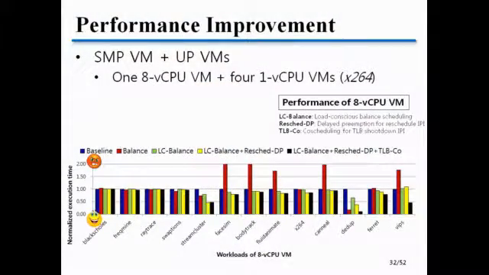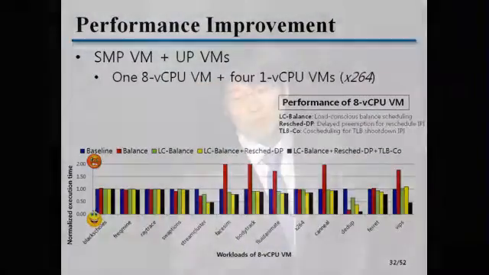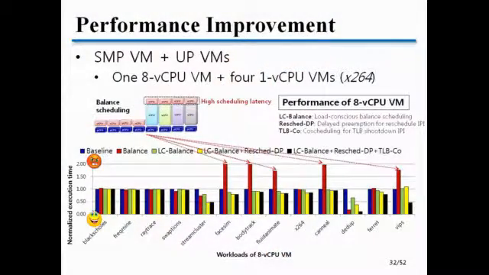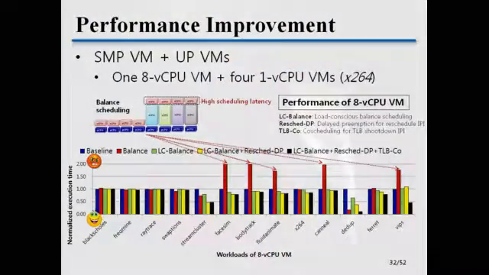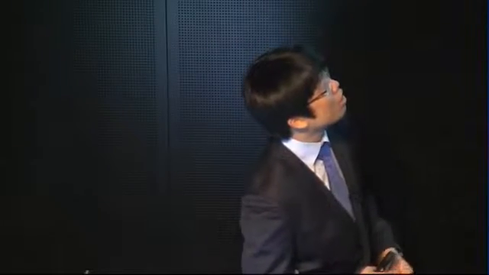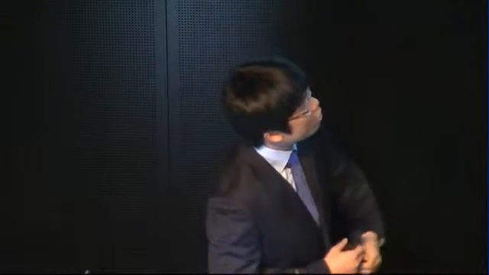In order to evaluate performance improvement, we consolidated an 8 vCPU VM and 4 single vCPU VMs. And the execution time is normalized to the uncoordinated scheduling as a baseline. First of all, balanced scheduling, shown as the red bar, shows the performance drop by placing the sibling vCPUs on the highly overloaded physical CPU in order to avoid vCPU stacking, like I mentioned. And as you can see, our load-conscious balanced scheduling, shown as the green bar, resolved this problem completely.